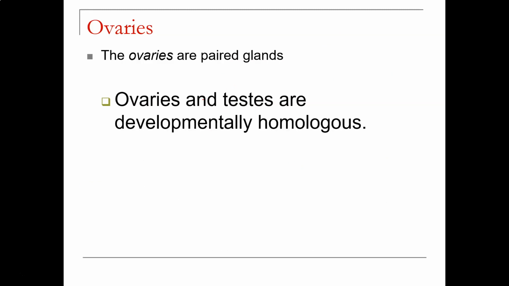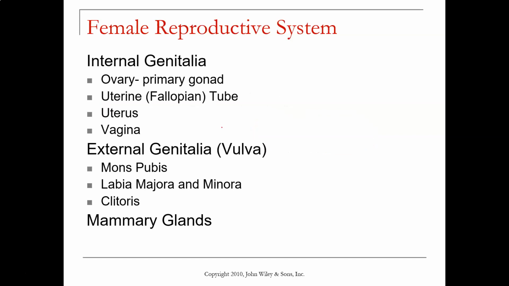So we will be talking primarily about ovaries, since they are the main organ in the female. And again, just to remind you that these two organs in males and females are homologous. That means, when you're talking about embryological development, that they come from the same tissue in the early embryo.